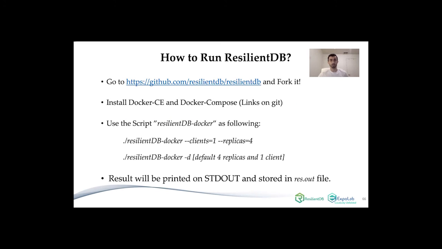So in order to run Resilient DB with Docker, there is a script for a demo that you can use. It is called Resilient DB Docker. It accepts 2 parameters, the number of clients and the number of replicas. All the other parameters are inside the config file that I'm going to explain later on in this tutorial. But first, in order to see a demo of how Resilient DB would be run, let's see how the Resilient DB Docker script works.